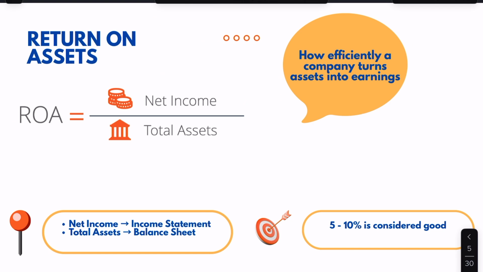So imagine a delivery company like FedEx. If FedEx has 4 billion in profit and 50 billion in assets, the ROA is 8%. That means for every dollar invested in trucks, facilities, and planes, they earn 8 cents back. So that's a good ROA.